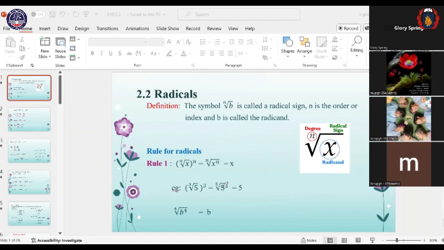Similarly, the fourth root of b to the power 4 equals b. The fourth root of b to the power 4 equals b. Now, as you are both in the same way, the nth root of x to the power n equals x.